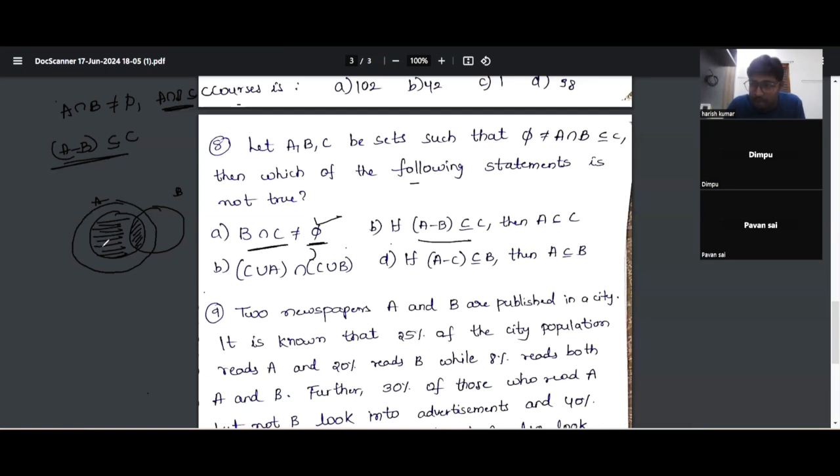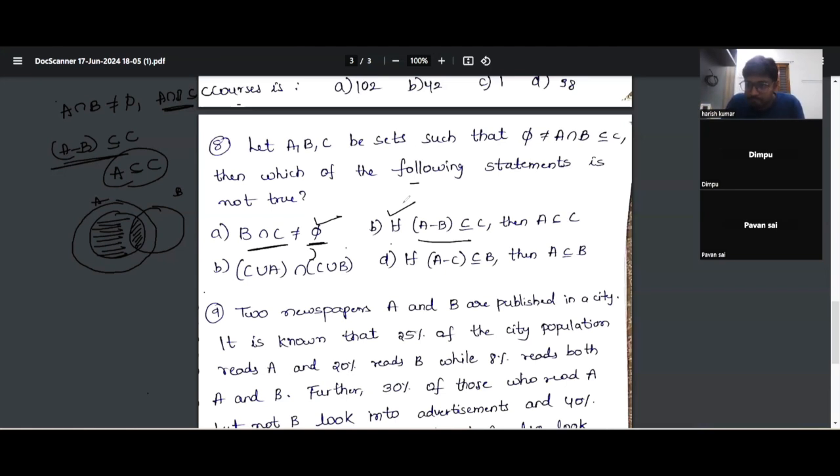Yes or no, guys? Yes, sir. A minus B is lying inside C, he has told. A intersection B lies inside C, that is also he has told. Then this entire part will lie inside C. That means what is this entire part? This entire part is C. So this entire part is A. So A is also a subset of C. So this statement is also true.